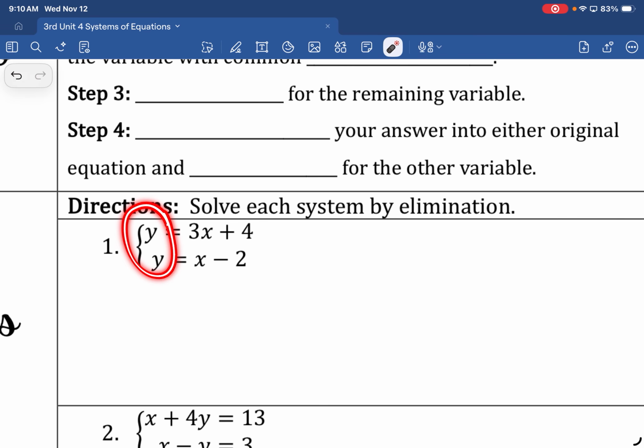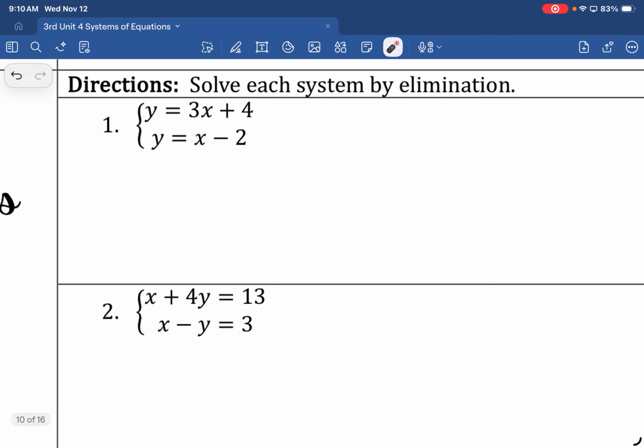Our y's are over y's, equal signs are over equal signs, x's are over x's, constants are over constants. And it can be lined up in different forms. It can be in slope-intercept form. It can be in standard form. As long as the same type of terms are lined up over each other, step 1 is done. Okay. Sometimes we're going to have to rearrange, and we'll get to that and talk about what to do when we do.